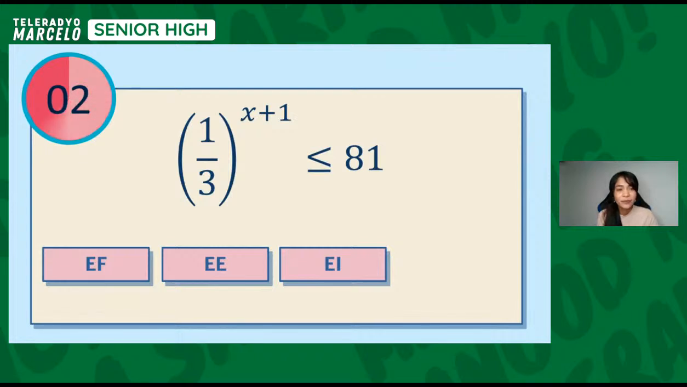1/3 raised to x minus 1 is less than or equal to 81. Is that EF, EE, or EI? Your timer starts now. Okay. Very good yung mga nagsagot ng EE sa una. How about this one? Is this EF, EE, or EI?